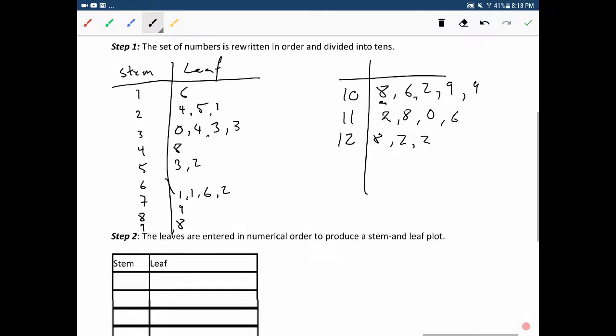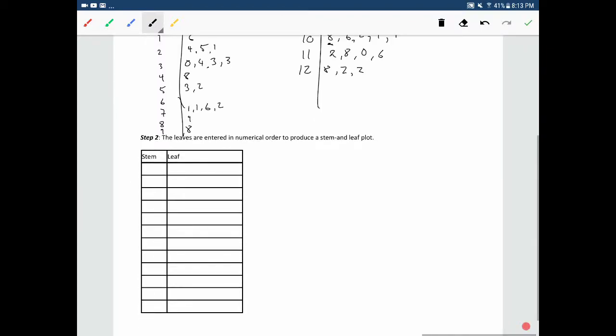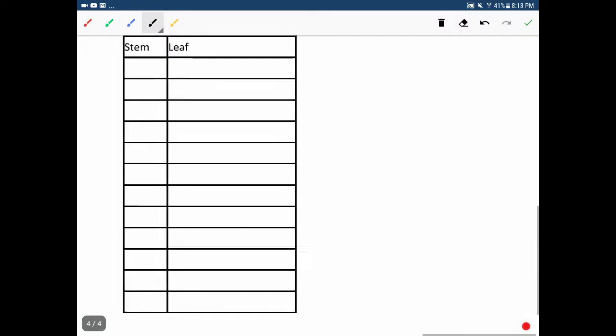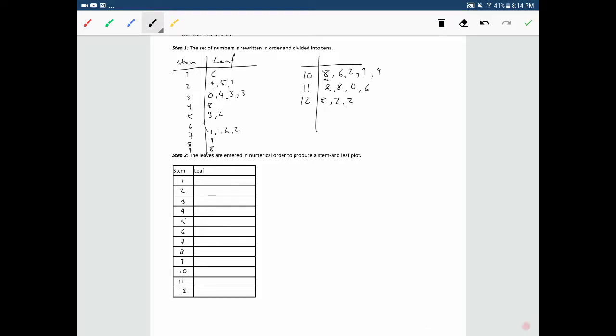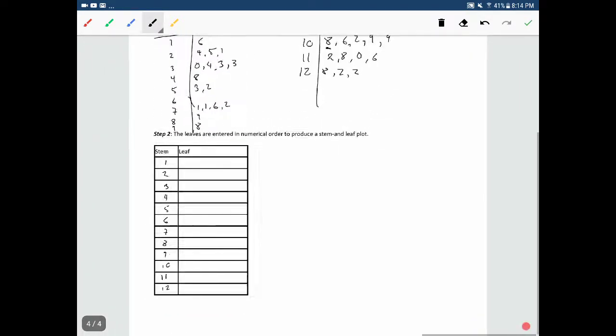So what we're going to do now is redo it in this nicer one here, and you're just going to take all the different ones and put them in order. If I zoom in, I just write all my stems in like that. Now I go up and look, and for the stem of 1, the only leaf it had was 6. So I just write a 6.